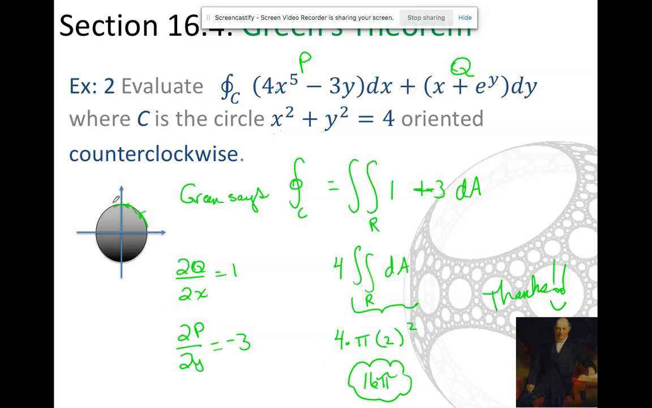So given that the force field under this circle is described by this vector field, this is the circulation around the path, the work I'd have to do around the path.